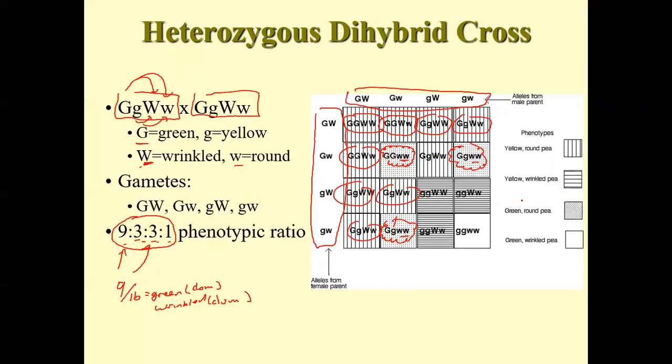Now notice that we have this one, the yellow. This one is going to be yellow, which is recessive, but still dominant for wrinkled. So the other 3 out of 16 is recessive for one, dominant for the next. And this last one, only 1 out of 16, is going to be recessive for both traits.